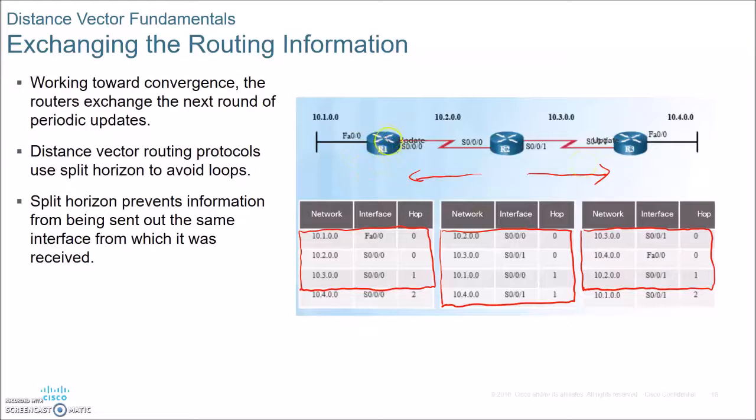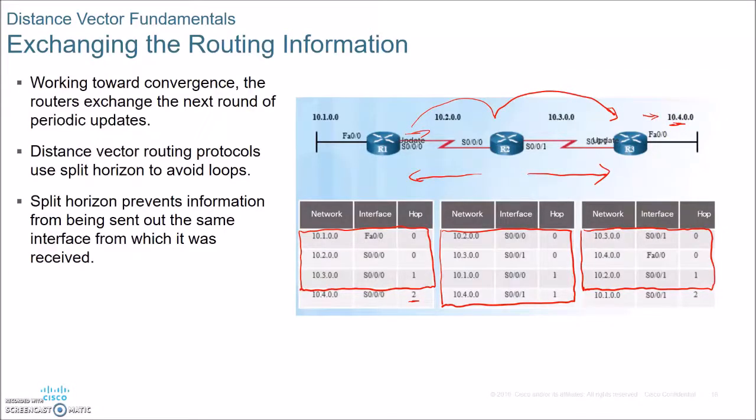What will R1 do? When it receives this routing table, it will check: 10.1 I have, 10.2 I have, 10.3 I have. A new one, 10.4, I do not have in my routing table. I will add this to my routing table and increase the number of hops by 1. So now to go to the 10.4 network, the exit interface will be serial 0/0/0. The packet will exit here and reach the 10.4 network, which is 2 hops away.